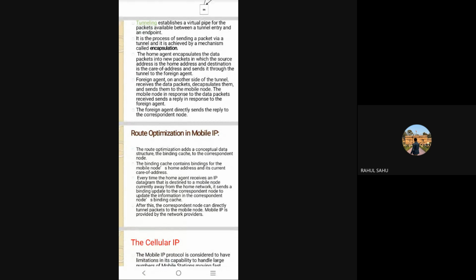Route optimization adds a conceptual data structure, the binding cache, to the correspondent node. As the name suggests, in route optimization we always prefer the shortest route when traveling from our source to the destination. Similarly, mobile IP has some techniques to choose the shortest path from the source to the destination.